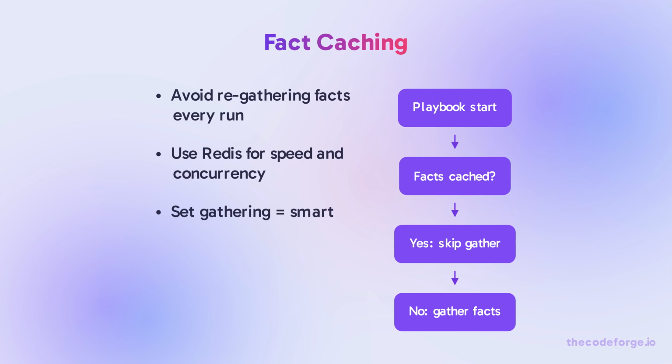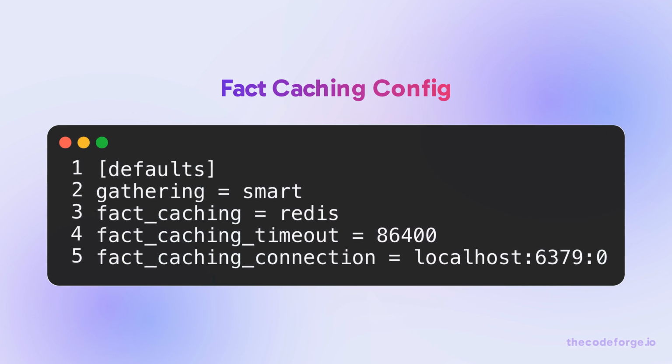By default, Ansible gathers facts at the start of every playbook run. Fact caching stores facts between runs, so they are only gathered once per cache timeout. Redis is faster and handles concurrent access better than jsonfile. Enable smart gathering and Redis caching. Set timeout to 86,400 seconds, 24 hours. Use gathering = smart to only gather facts if the cache is missing or expired.